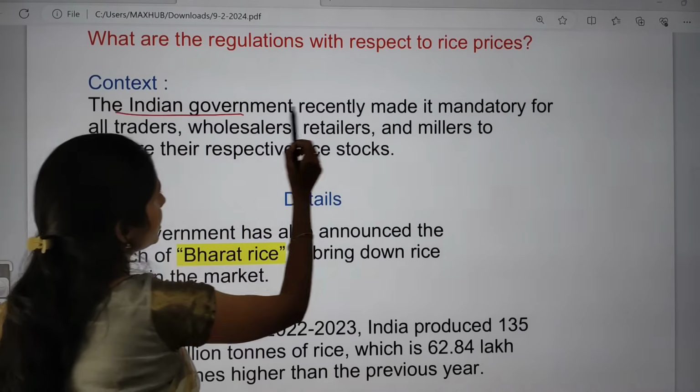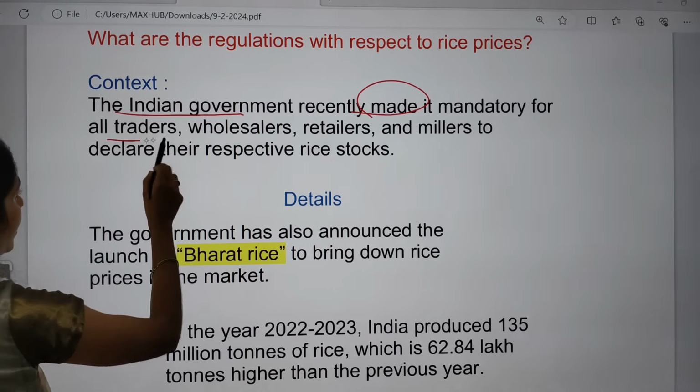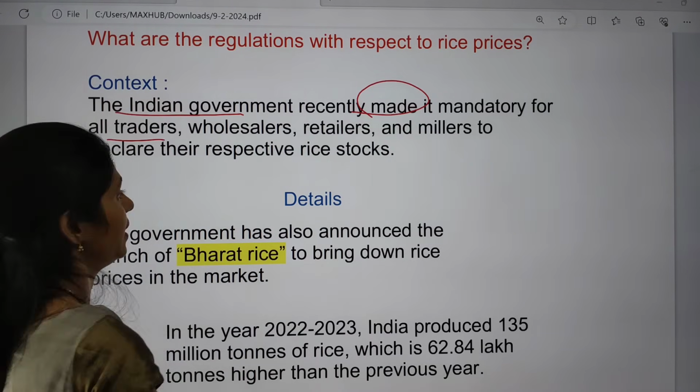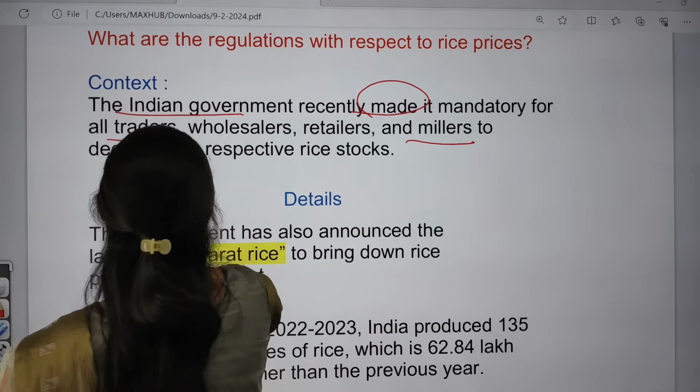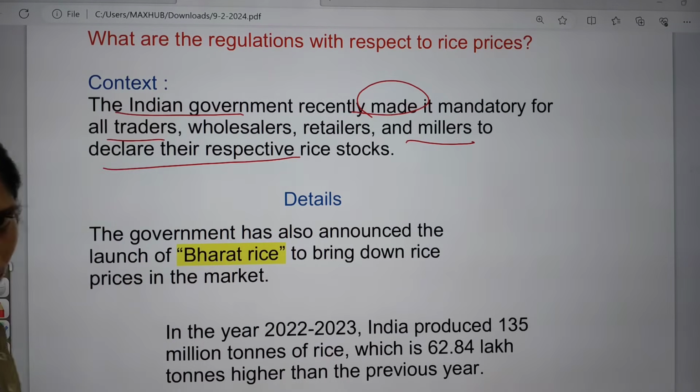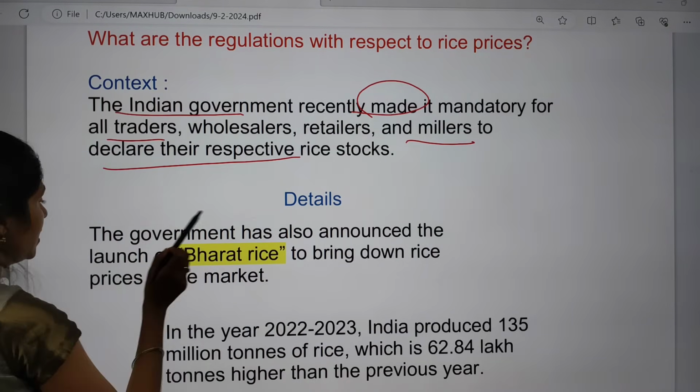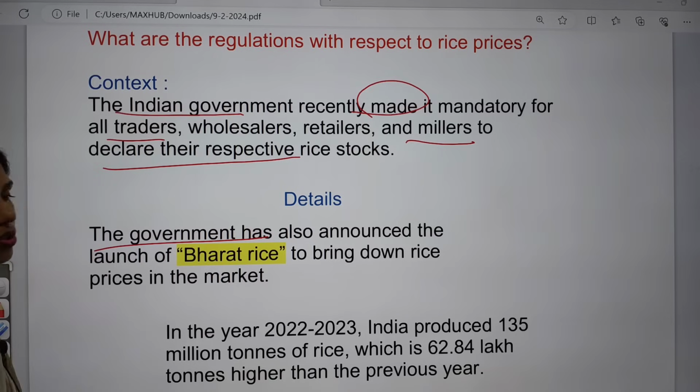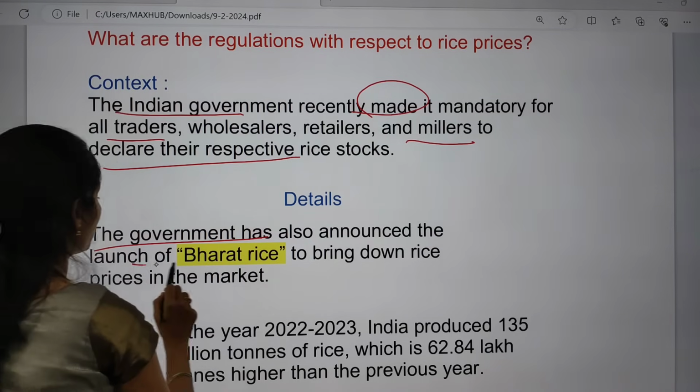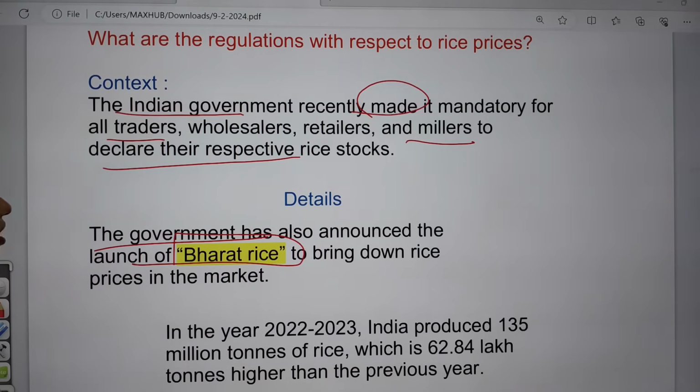So the Indian government recently made it mandatory for traders, wholesalers and retailers, as well as millers, to declare their respective rice stocks. If you see the details, it says that the government has also allowed the launch of a new scheme. That new scheme is Bharat Rice.